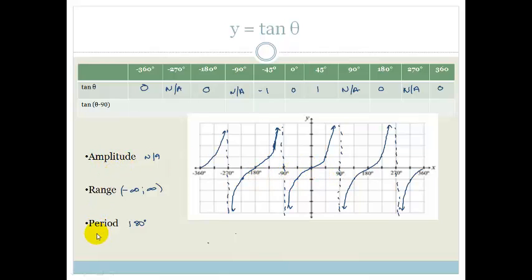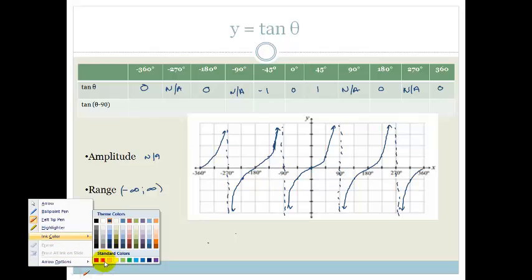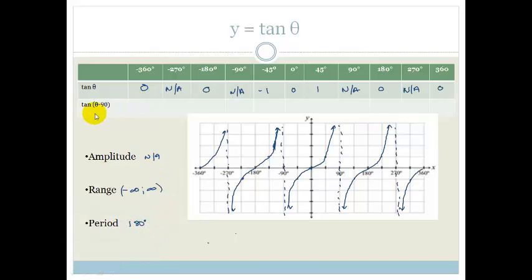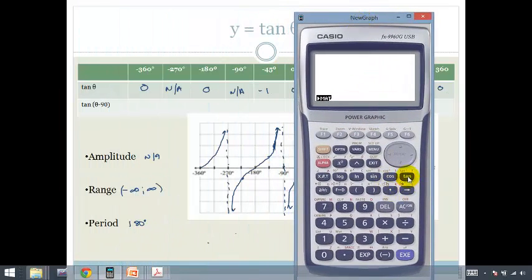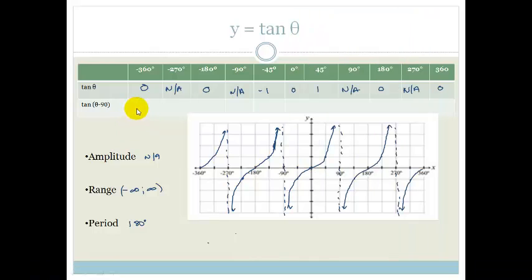Now let's change the color, and we'll change it to red. And let's look at what happens when we go tan of theta minus 90. So let's pop that in the calculator as always. We've got tan of bracket minus 360 minus 90, close bracket, equals, and there's a math error. So now this here is your new asymptote. We're really getting a bit suspicious about this thing moving.